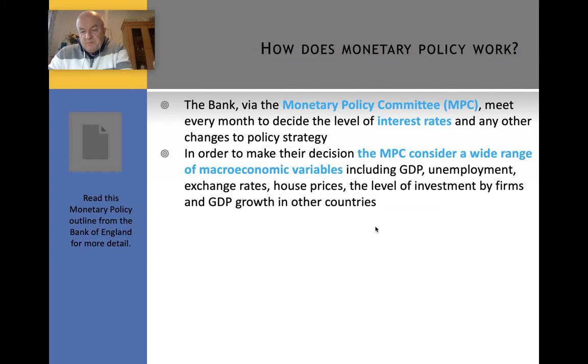Now, clearly, there's a number of things that they will look at and consider, a number of macroeconomic variables that they're trying to help manage. One is GDP, the level of gross domestic product, the levels of unemployment, what exchange rates are like, what house prices are like, and the level of investment in firms. So it's all about trying to anticipate where the market might go in the future, and then in some cases trying to help manage that whole process. So keeping interest rates low clearly should encourage more people to borrow money, and hopefully more businesses to invest in future development and growth.